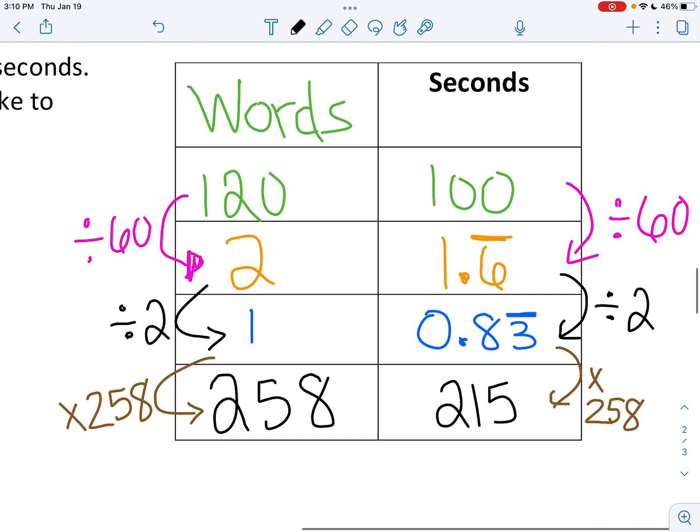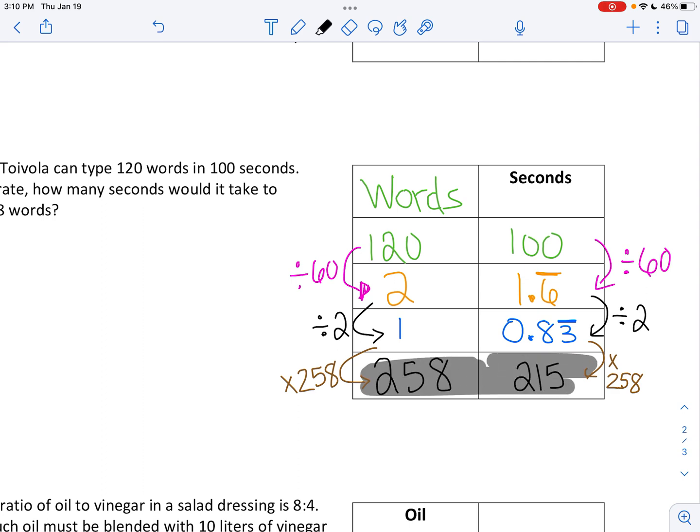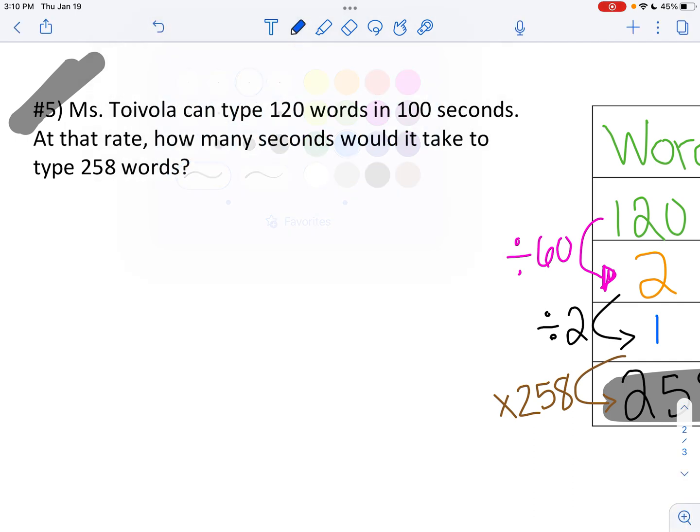So this says now that if I wanted to type 258 words, I would need 215 seconds. About 3.5 minutes. 215 seconds.